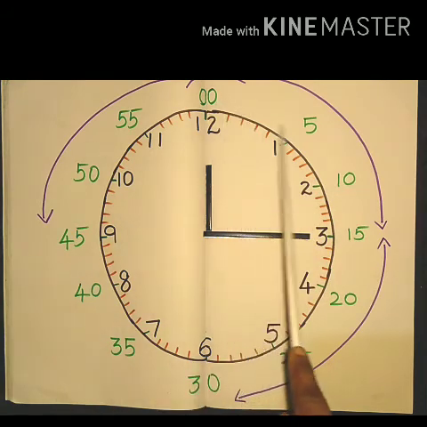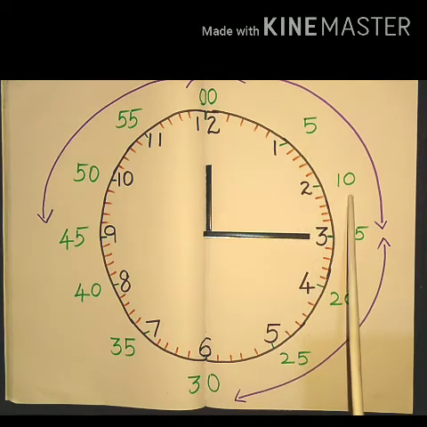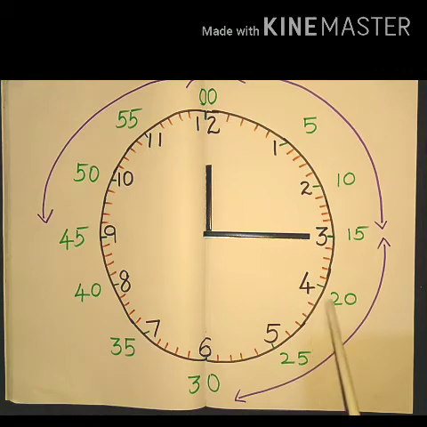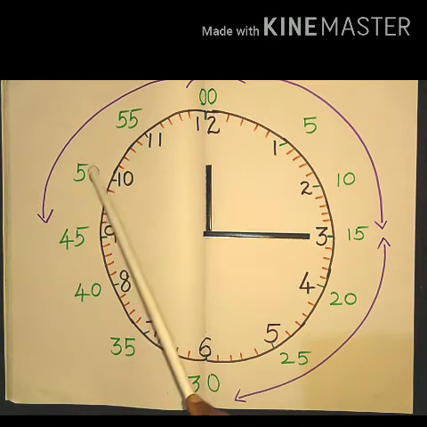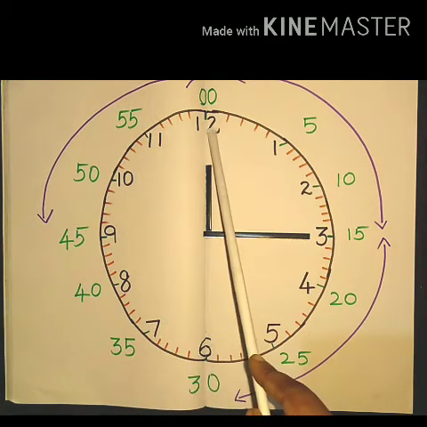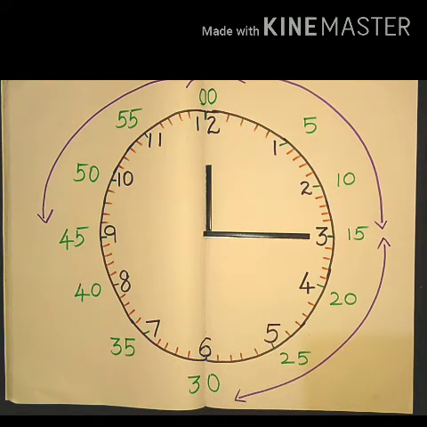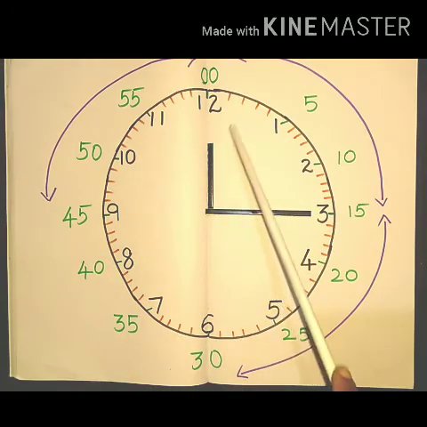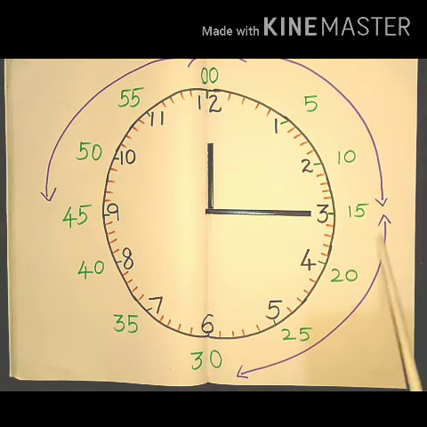See, each and every number is calculated by 5. 1 as 5, 2 as 10, 3 as 15, 4 as 20, 5 as 25, 6 as 30, 7 as 35, 8 as 40, 9 as 45, 10 as 50 and 11 as 55. Then what about 12? The minute 12 starts back over at 0. See, the hour hand is pointed towards 12 and the minute hand is pointed at 3, which means the time is 12 hours 15 minutes.